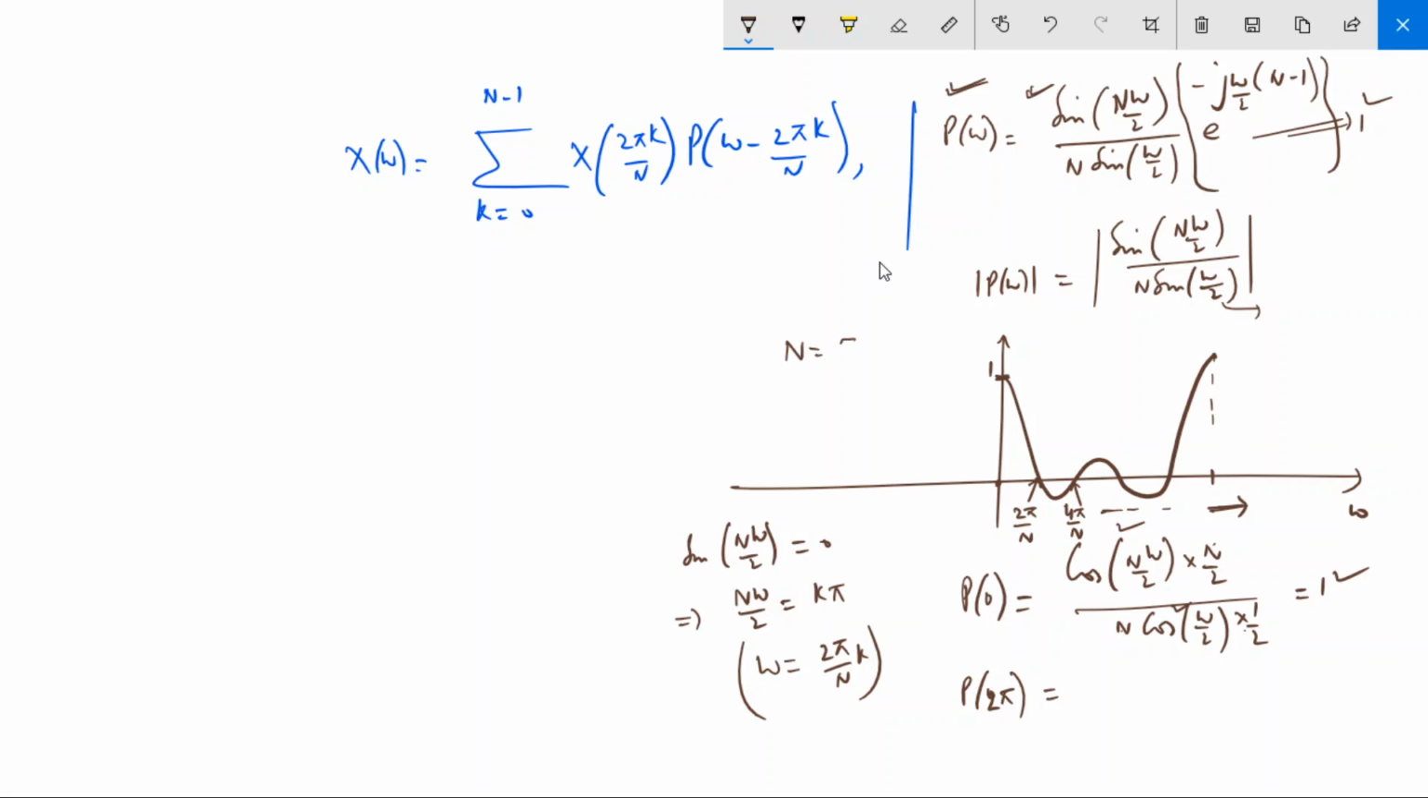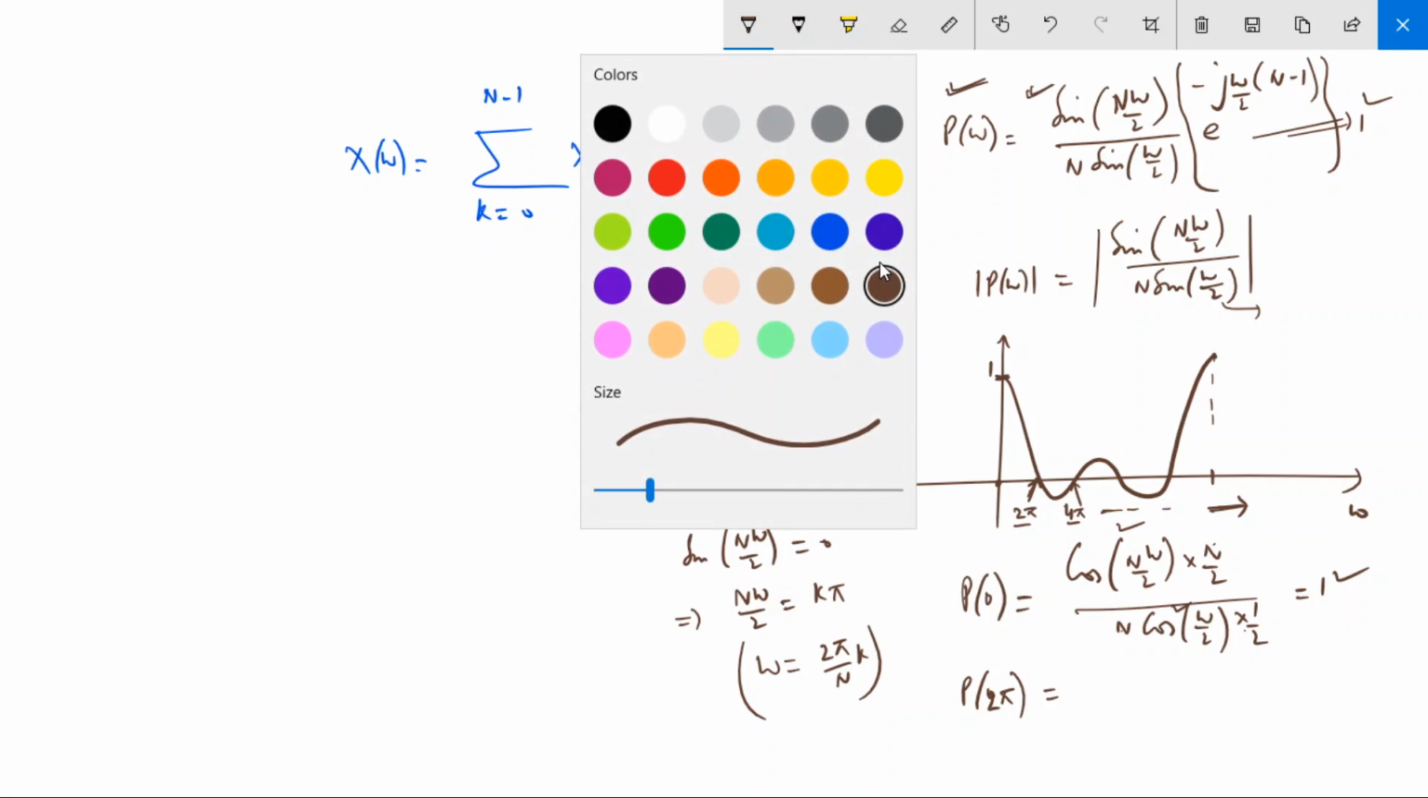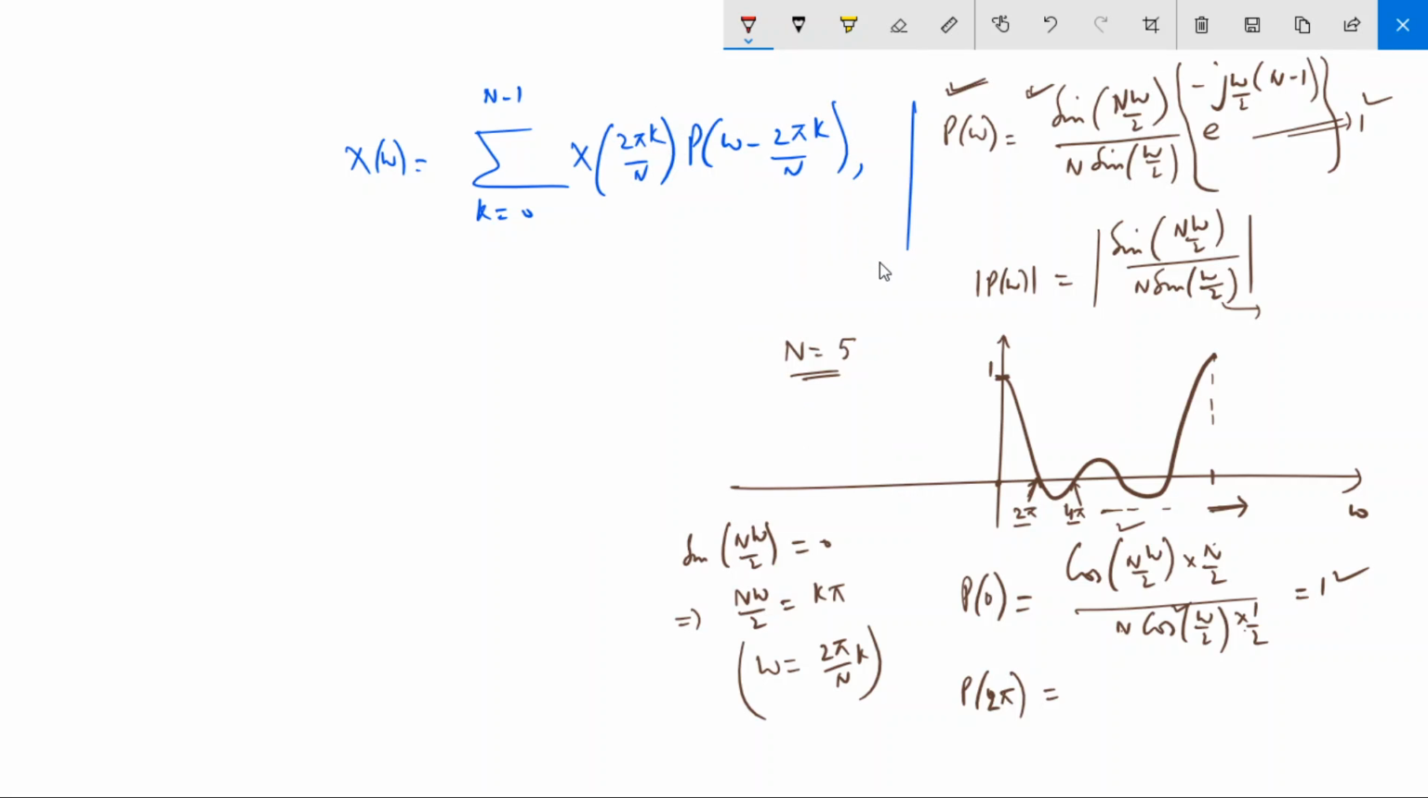Suppose n is 5, it means you are taking 5 samples in the Fourier domain. So the first zero crossing point will be 2 pi by 5. The second zero crossing point will be 4 pi by 5. Then next will be 6 pi by 5, then 8 pi by 5. Then at 10 pi by 5, that is 2 pi, you will again get 1. Or you can also plot it from minus pi to pi.